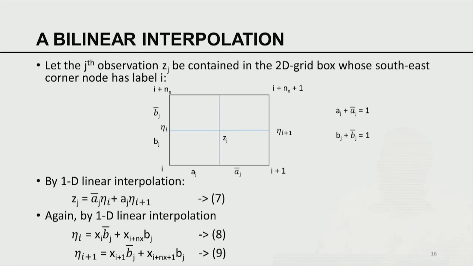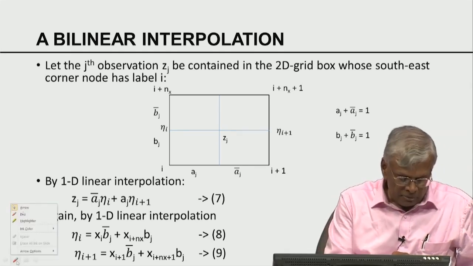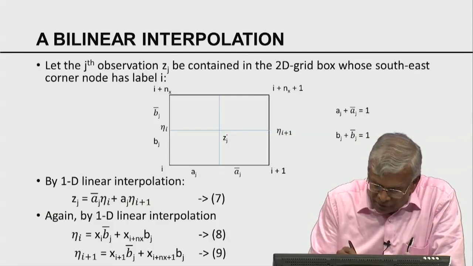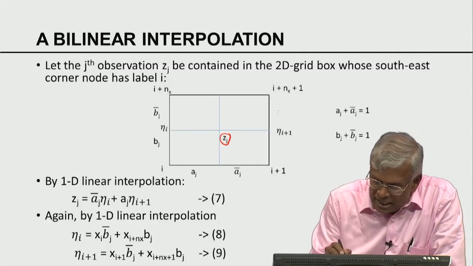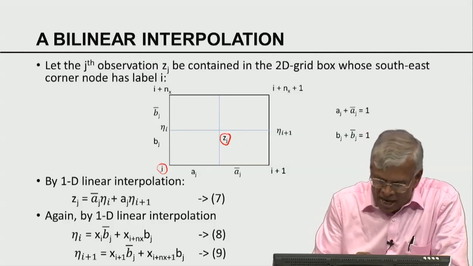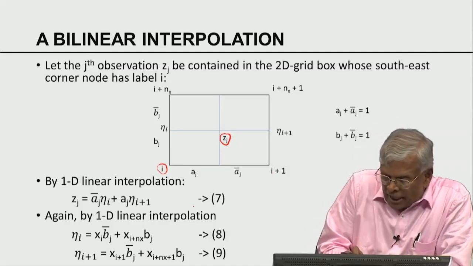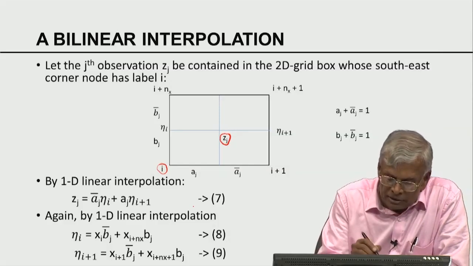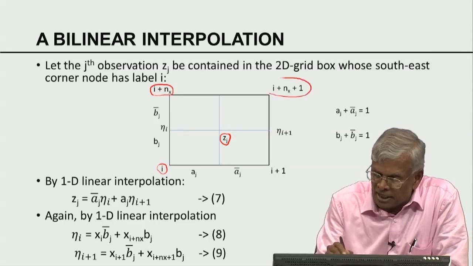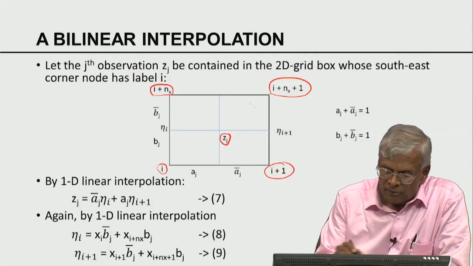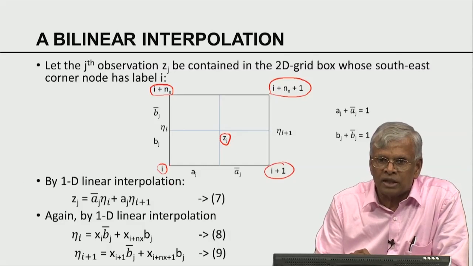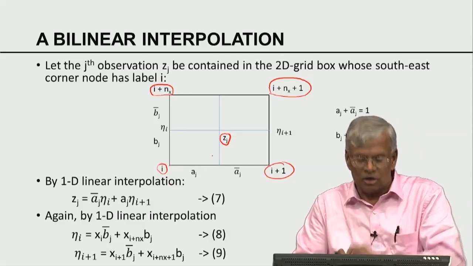Again, I need to develop a relation between the known and the unknown. The z's are knowns, the x's are not knowns. So I am now going to consider, let the jth observation be contained in a square whose origin is I. If this is I, this is I plus 1. If there are nx points in the row major order, the label for this is I plus nx, the label for this I plus nx plus 1. Therefore, I am going to consider this square as one with the origin I. So let the jth observation be located in the ith grid, where I is the origin.